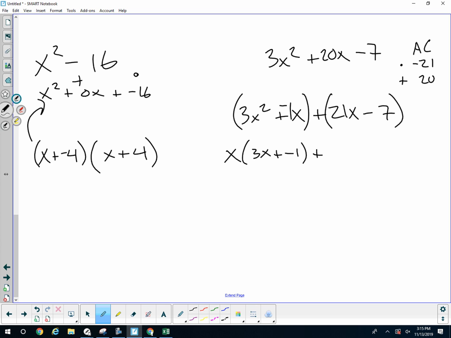What can I factor out of 21x minus 7? 7. Because then I get 3x plus negative 1. I have two 3x plus negative 1s. Can factor that out. What's left over is x plus 7. Of course, we're just multiplying. When we multiply, order does not matter.